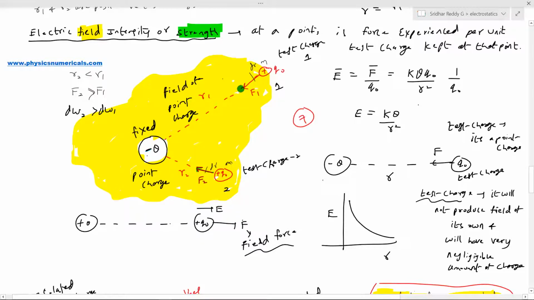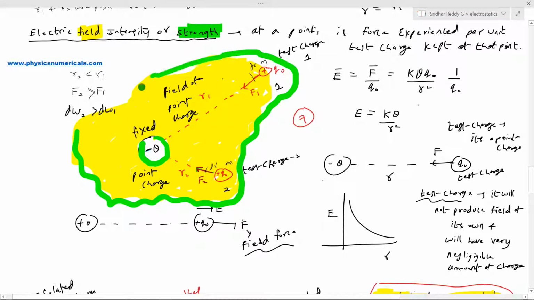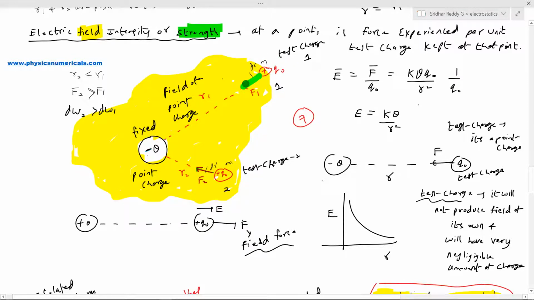How is it possible? Because the negative point charge minus Q will produce a field surrounding it, and any other external charge present in that field, the field will exert a force. So a new type of force is what I'm trying to introduce. It's called a field force. Coulomb's force, the force of interaction between point charges, is not a contact force; it's a field force.